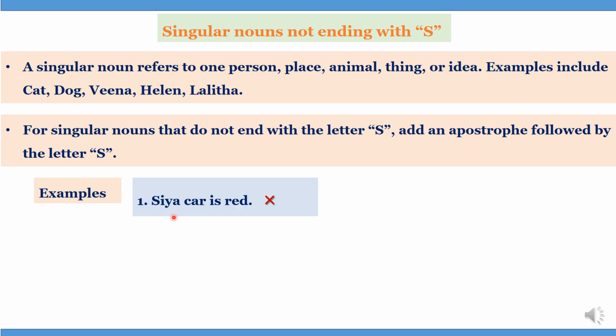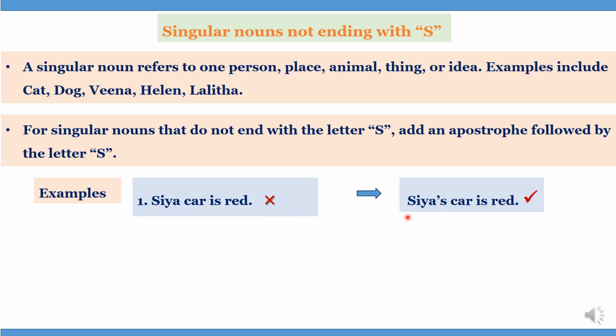Examples: first example, Sia car is red. See, Sia is a name of a person. It is a singular noun not ending with letter S. And Sia owns a car that is red in color. Now, how do we represent it? This representation is wrong. Okay?